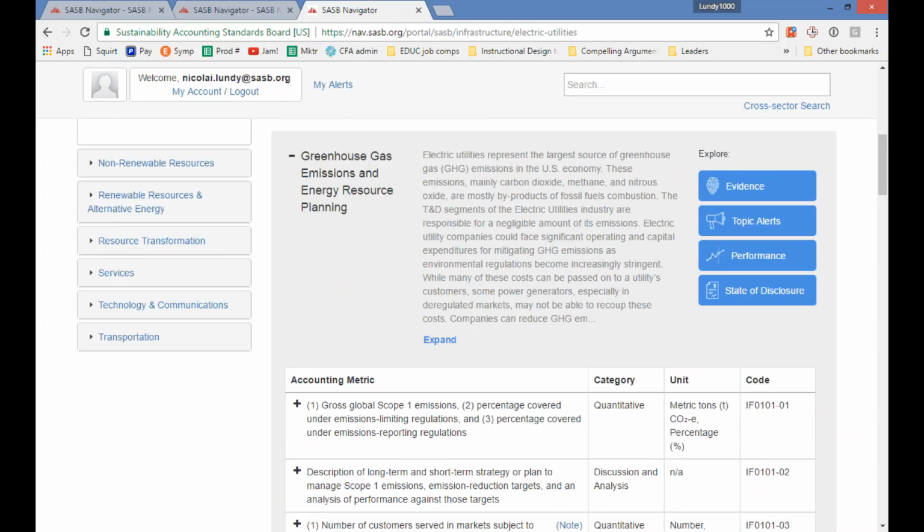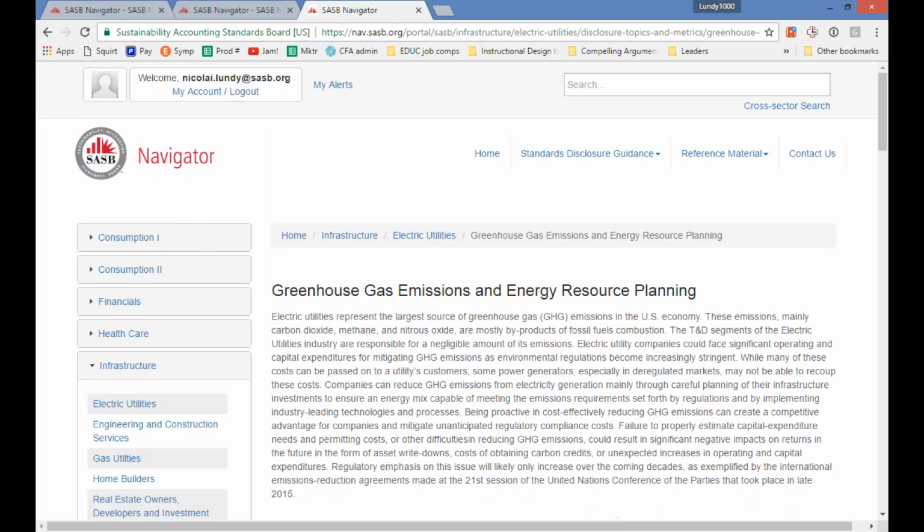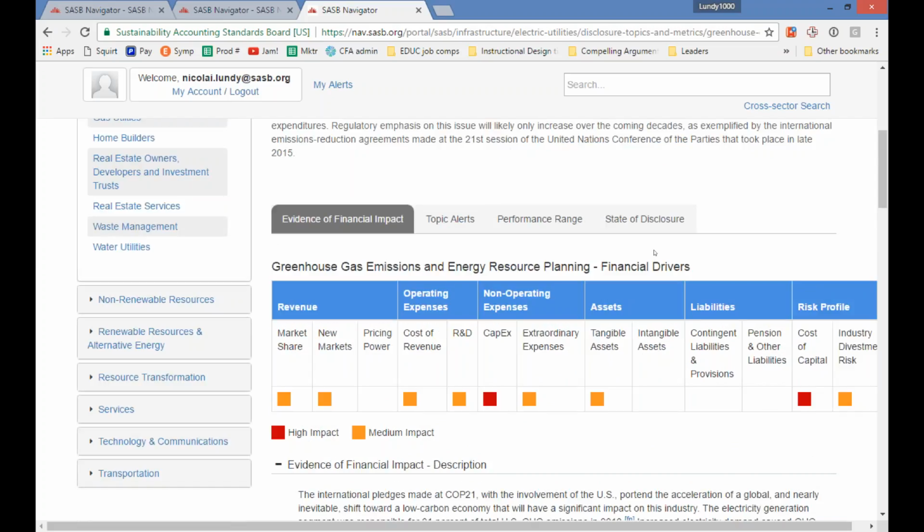But when you need to know how those topics impact financial drivers and what's the evidence of materiality, it's just as easy to click over here and do the evidence tab. And so this shows you a drilled down analysis where you can access over 9,000 pieces of curated evidence. This is the information that was most significant, most meaningful as we were going through and developing our provisional standards. So you can get an overview for each topic in every industry.